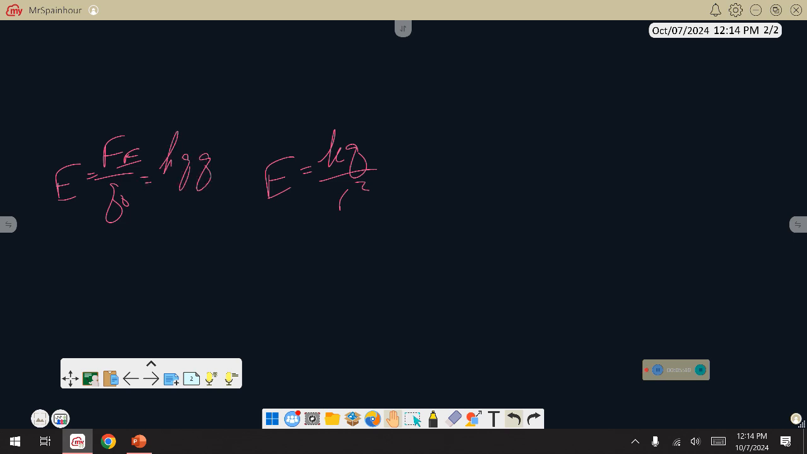KQ over R squared. If you'll remember, that comes from this. Electric field is Fe over Q test charge. But what is Fe in a variable field? How would you calculate Fe in a variable field? Coulomb's law. KQ of the source, which we don't usually write as source, we'll just write Q, and the test charge over R squared, and there's force electric divided by Q with the test charge. So cancel, cancel, giving us this guy right here.